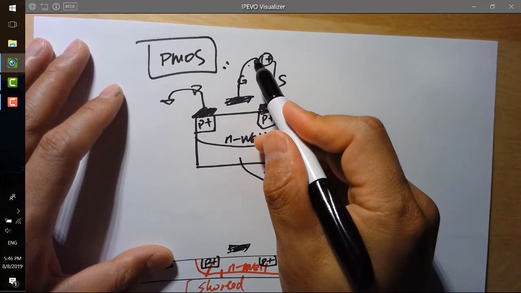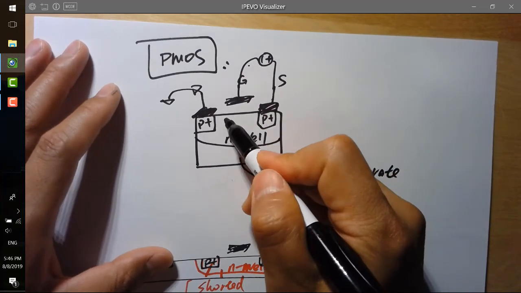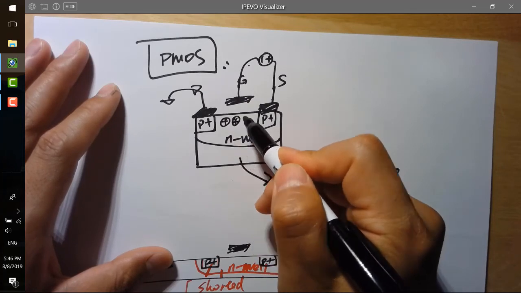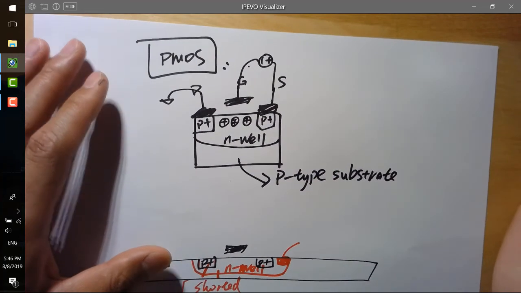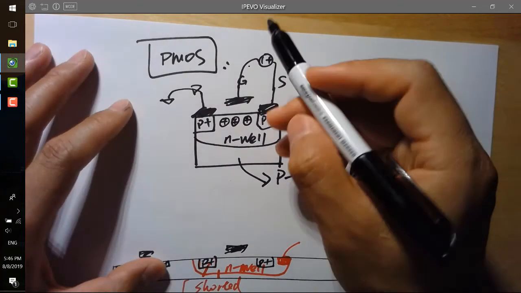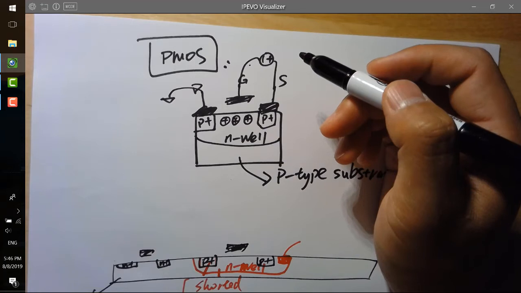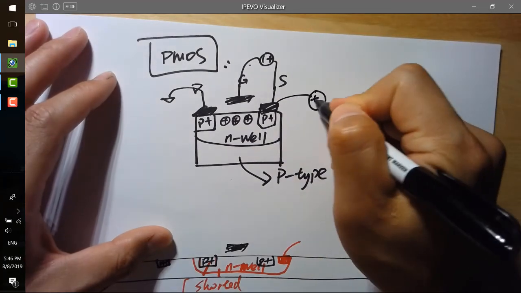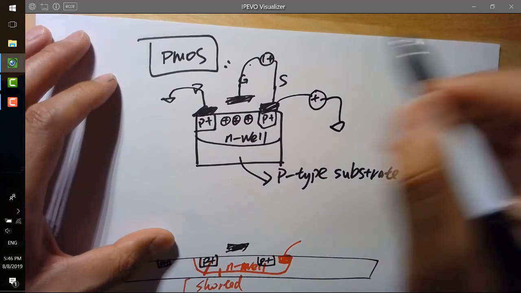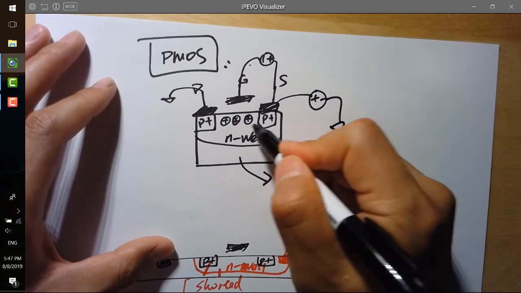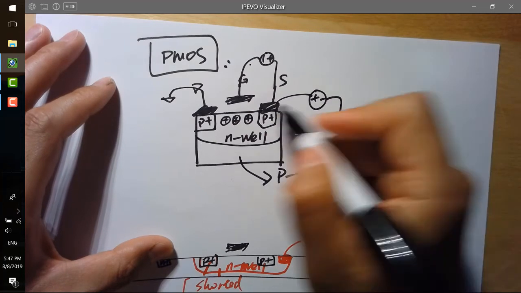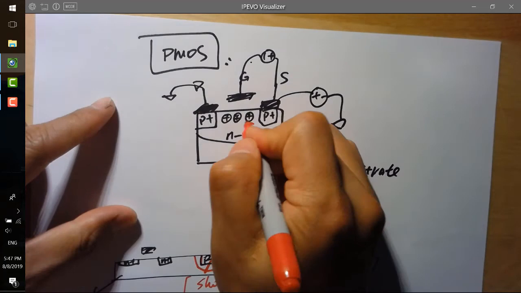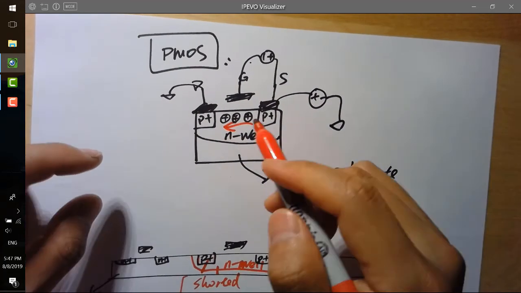So the negative part is going to start attract holes, which you can consider as positive charges over there. And when there's another voltage being applied to the source, trying to push these positive charges to the drain, you are going to see a current flow through the channel. Okay, so that's how you can make a switch.